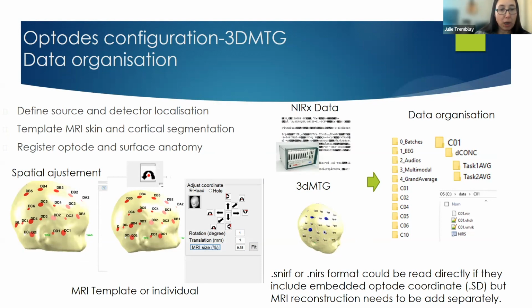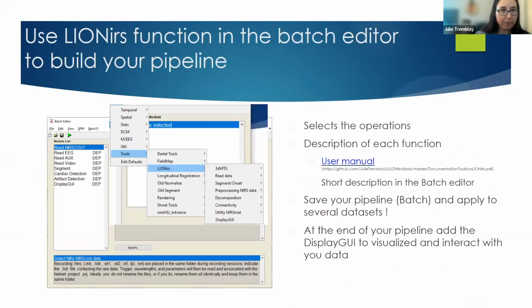Once this reconstruction is performed, you can read the data from the NIRx recording file. Analyzed data files will be saved in a folder organized by subject. Other popular data formats such as SNIRF or .nirs already integrate the spatial coordinates. So the data could be read directly using the embedded coordinates, but you will need to add the MRI surface if you wish to use it.